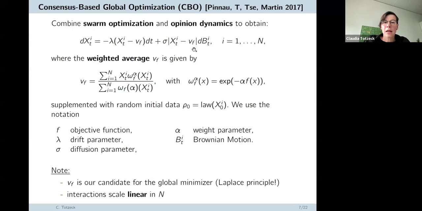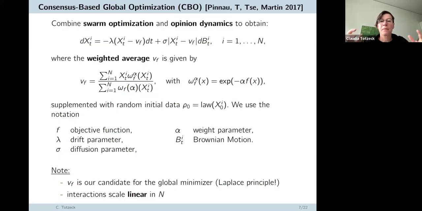So what does that mean? That means if I'm far away from Vf, then I explore a lot, because the Brownian motion is amplified a lot and I explore the space. But if I'm close to Vf, or even at the position Vf, then this prefactor is 0 and the exploration stops. This part is also 0 if xi and Vf coincide. So then the whole dynamics is 0 and I really stop.